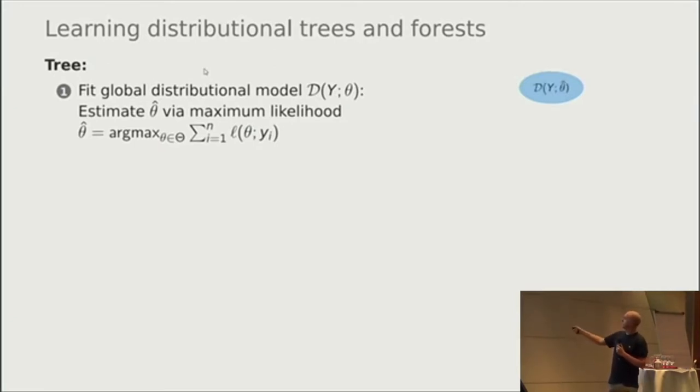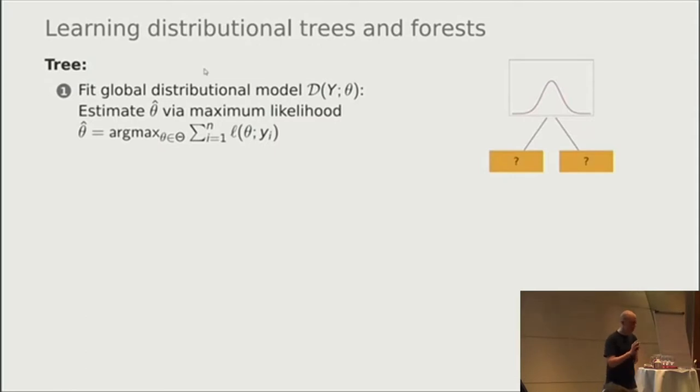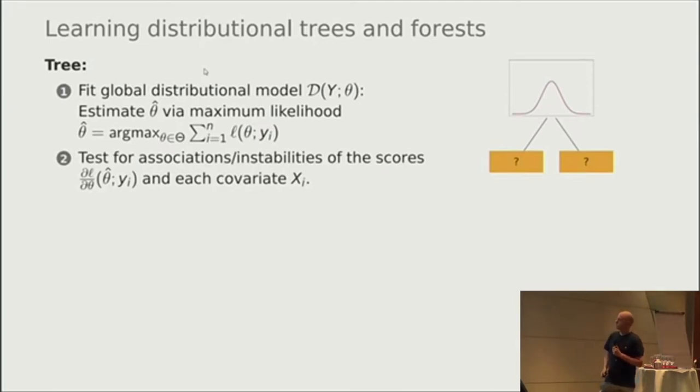Okay, so the first step is we have one simple fitted model for our entire data set without taking any of our regressor variables into account. And we have the corresponding fit. The question is then, do really all of the observations come from the same distribution or not? And probably not. We are interested in how we should split up our data to find the point where the parameters change the most. And we do that with parametric tests for association between the model scores. So that's the derivative of the likelihoods with respect to the parameters. If you're not familiar with that, think of it as a kind of residual.